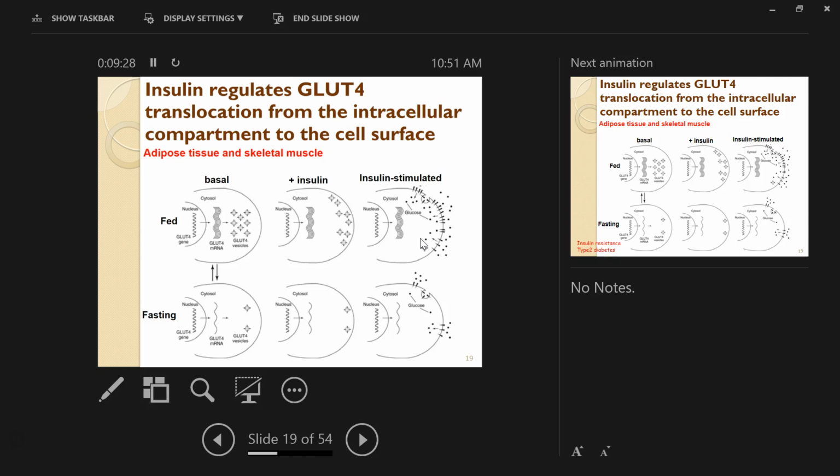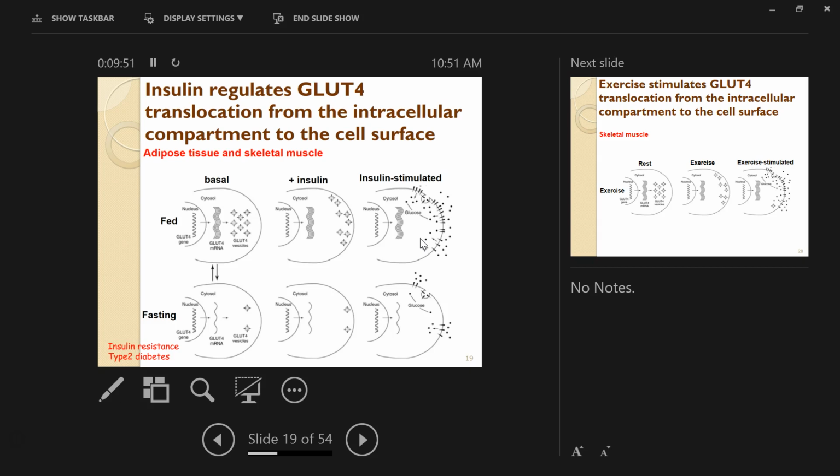So again, insulin actually does two things. One is to increase the synthesis of GLUT4 molecules, and the second thing that insulin does is to increase the translocation of GLUT4 to the cell surface.